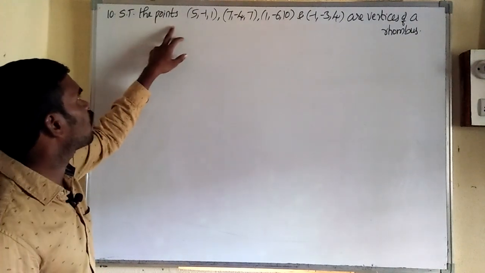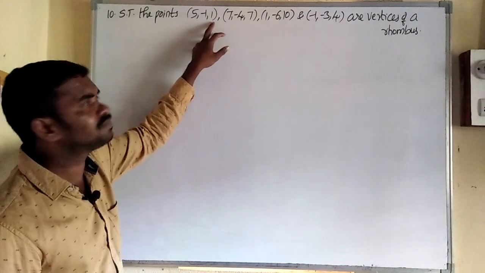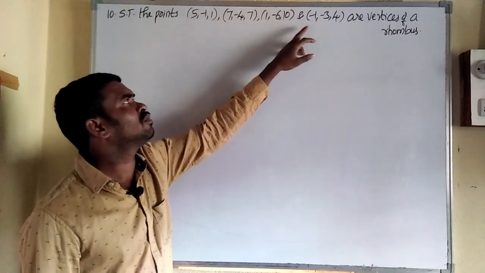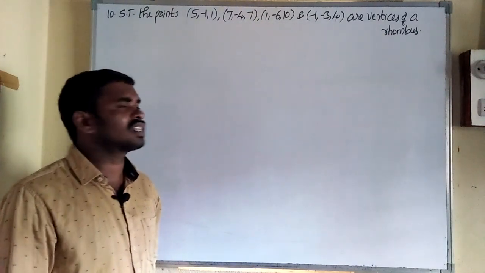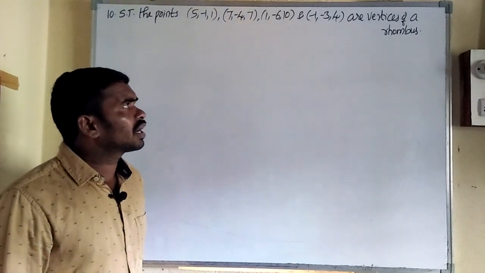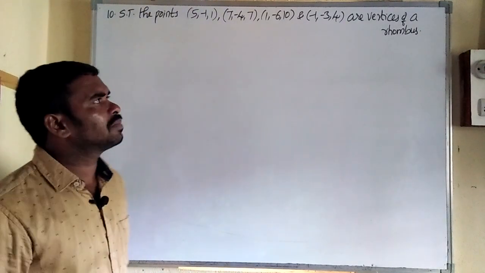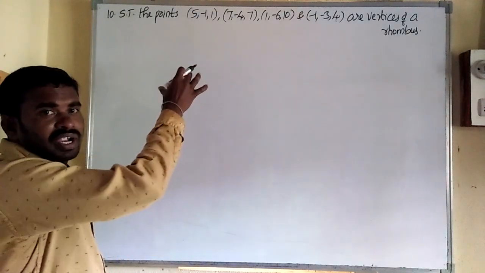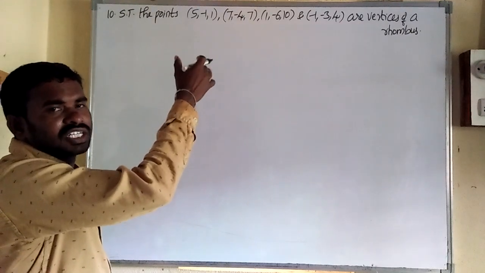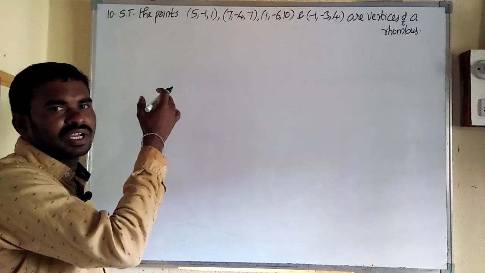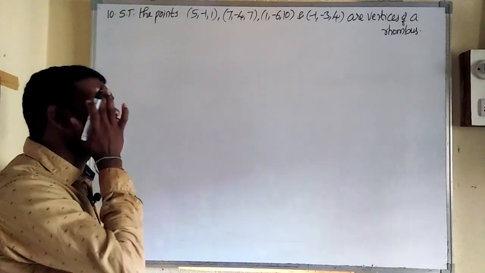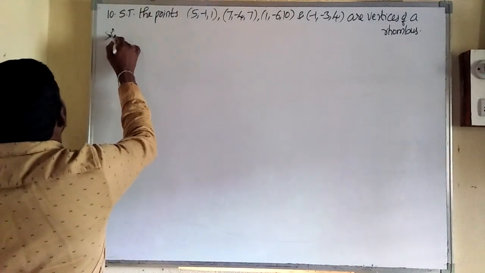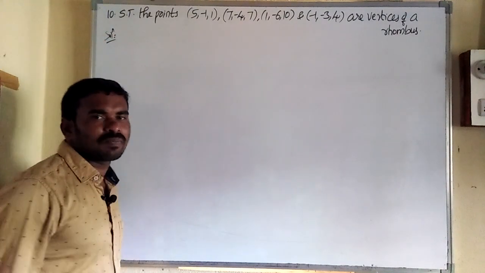Show that the points (5, -1, 1), (7, -4, 7), (1, -6, 10), and (-1, -3, 4) are vertices of a rhombus. They may additionally mention the vector method. This is product of vectors. In geometry, we simply find the distances AB, BC, CD, DA, and show that those are equal and the diagonals are not equal. Here also the same process, but we should take the position vector of each and every point.